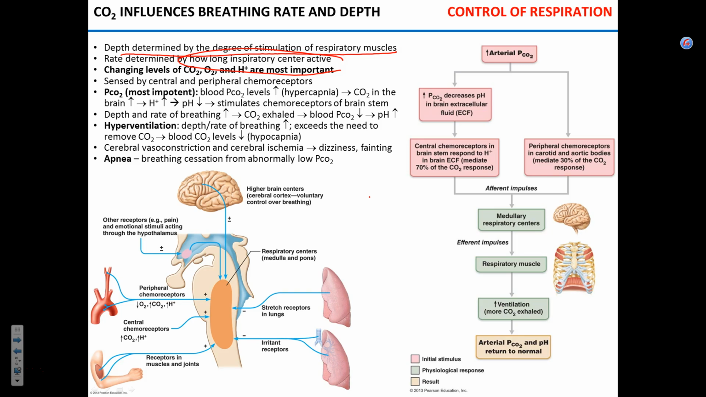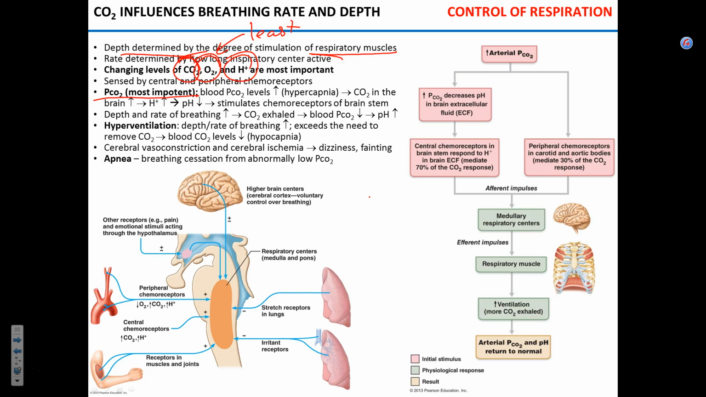So, let's talk about chemical factors that influence your respiratory rate and depth. Three main factors are CO2 concentration, oxygen concentration, and hydrogen ions. Oxygen being the least important. I'm sorry for the typo, but I know that it looks hilarious. I just noticed. Do you see that? It's not impotent. It's important. Okay? It's the most important.